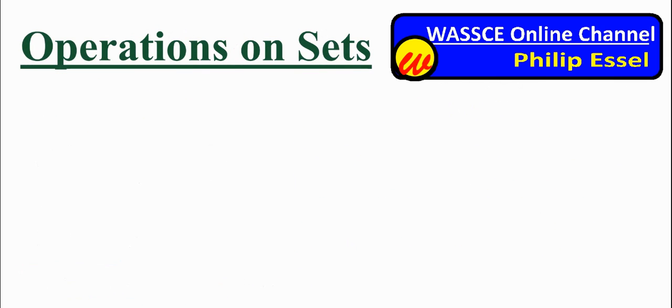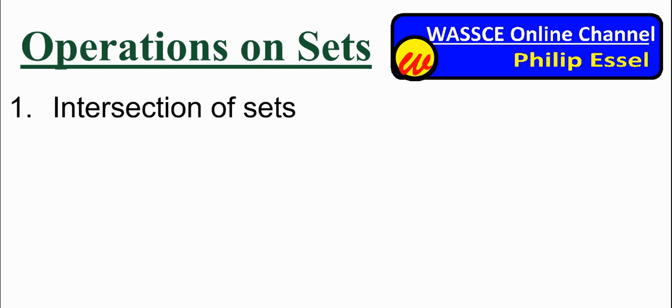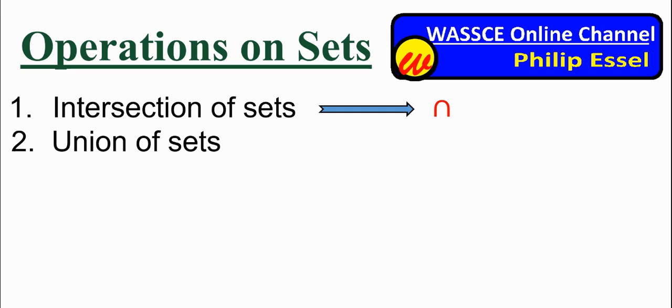At this point, we'll be looking at operations on sets. We will first look at intersection of sets. Let's remember that we use this symbol to represent intersection of sets. We will then look at union of sets. Let's note that we use this symbol to represent union of sets.